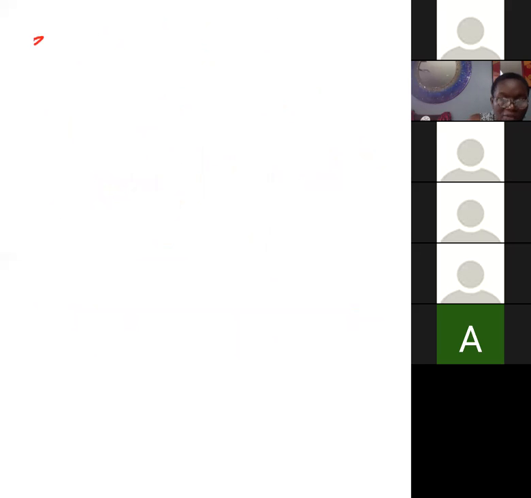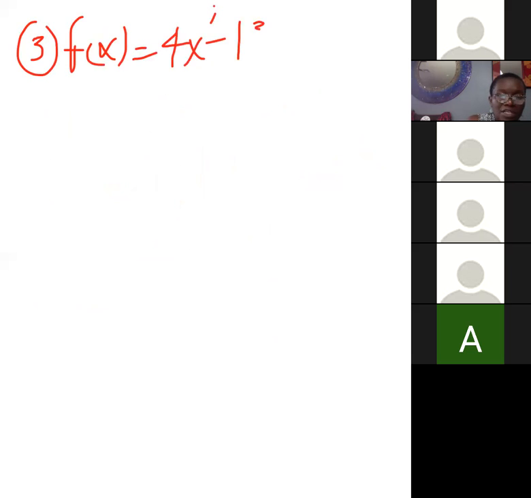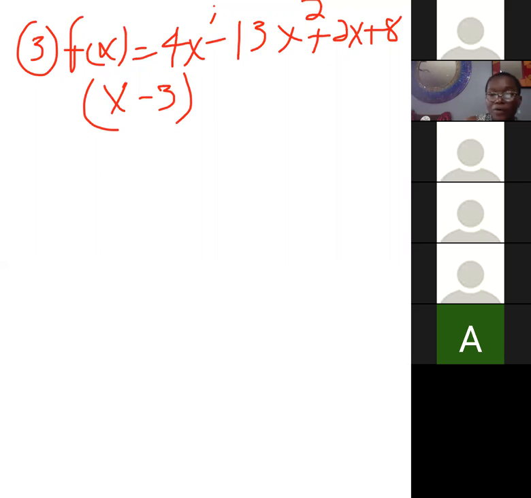This next one right here, guys, number 3, they're giving us f of x is equal to 4x cubed minus 13x squared plus 2x plus 8. And the question is this: use the remainder theorem to find the remainder when f of x is divided by x minus 3. Then use the factor theorem to determine whether x minus 3 is a factor of f of x. Very straightforward, guys. All you have to do is figure out the value. What value would we use if we're going to divide this polynomial right here by x minus 3? What value would we use for the divisor?